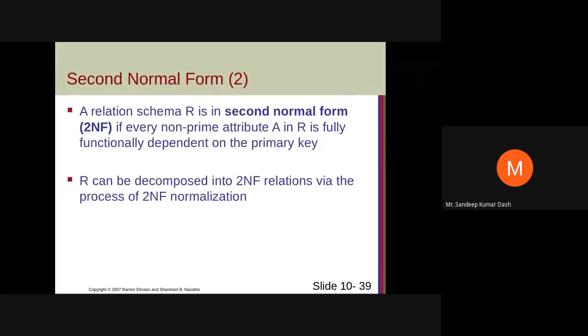Fine. So second normal form, the definition is: a relation schema is in second normal form if every non-prime attribute in R is fully functionally dependent on the primary key. Now, if you remember full functional dependency, the second normal form is based on full functional dependency. What was that? Anyone remembers full functional dependency? If an attribute has a functional dependency on another, and that is an attribute set, then no attribute from that set can be removed.